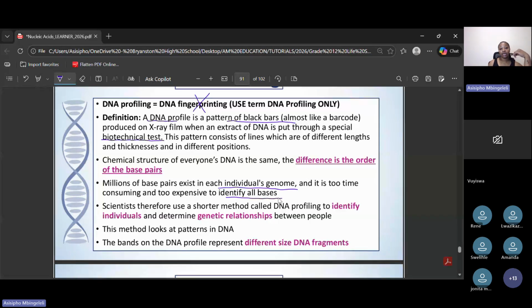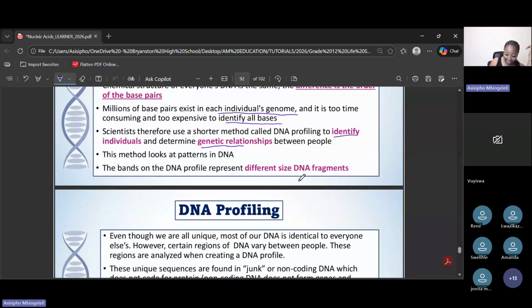So when scientists do this DNA profiling, they are basically using a shorter method in order to identify people. They will just get a sample and then get your DNA from that particular section, which should be unique to you. So they can use the DNA profiling process to identify individuals, to determine genetic relationships between people, siblings, and all of that. Now, in this method, we are looking at the patterns of DNA. That's it, nothing more. The bands on the DNA profile represent the different sizes of DNA fragments, and your size of DNA fragments should be unique to you for that particular part.